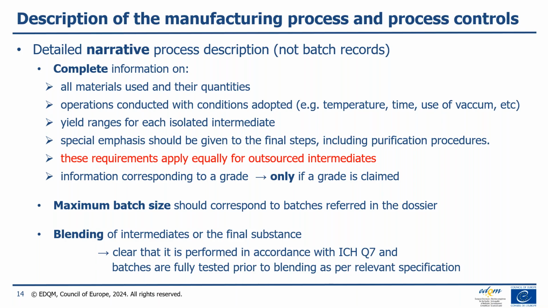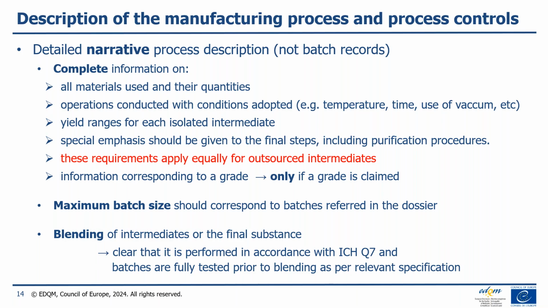These requirements also apply to outsourced intermediates. So it's not because you are purchasing an intermediate that we will accept a different level of information. And again, as just mentioned before, only if you are claiming a grade should you include the information corresponding to it. So let's imagine you would like a grade for particle size. You should only describe micronization, or whichever technique you're using, if you are claiming this grade. Otherwise, it should not be included.